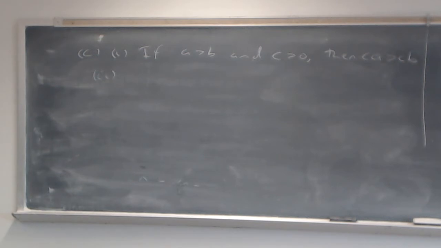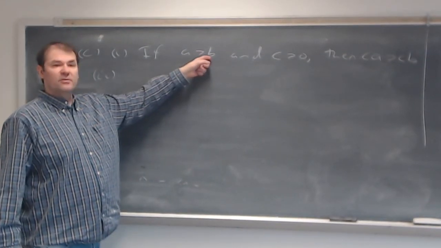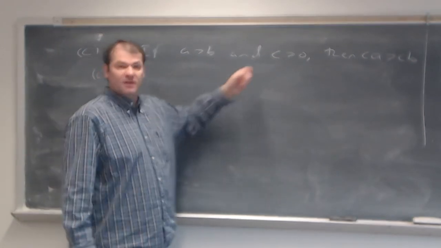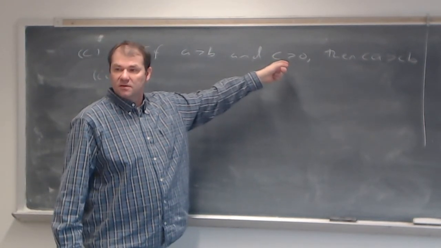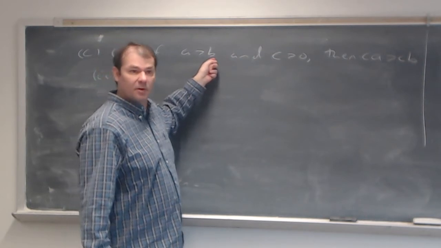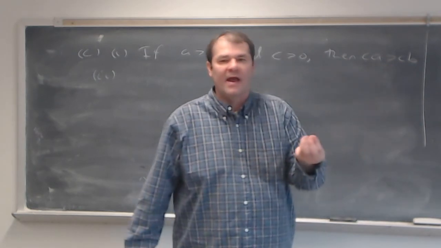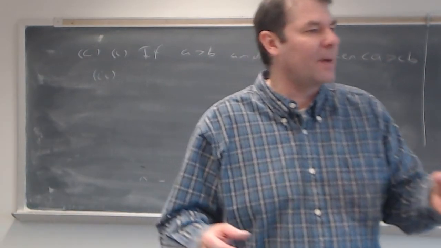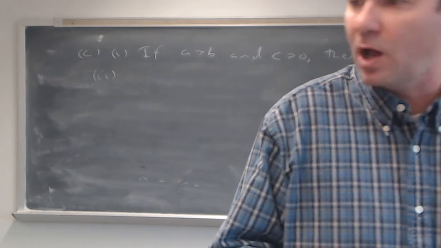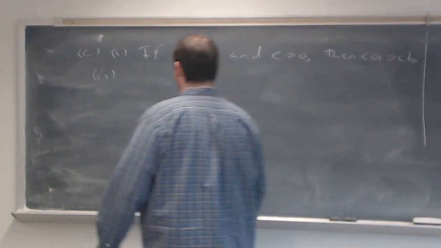What is this part 1 of C saying? It's saying if you have that A is bigger than B and C is a positive number, because if C is bigger than 0, it's positive, and you multiply both sides of this inequality by that positive number, it retains the inequality. We already know that. You multiply an inequality by a positive number, it doesn't change the direction of the inequality. That's all that's being said for part 1. And you know what part 2 is?